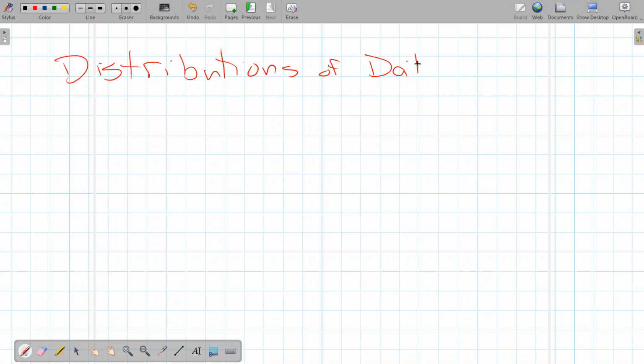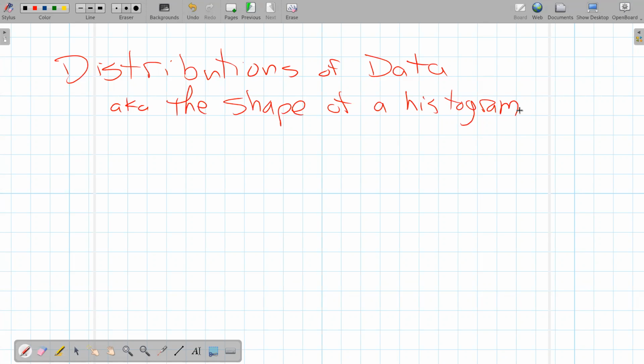So the next topic is distributions of data. The simplest way to think about a distribution of data is just the shape of a histogram. So let's look at a few histograms.